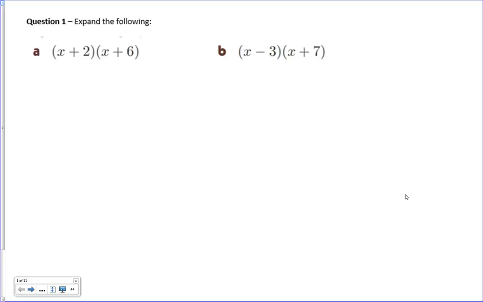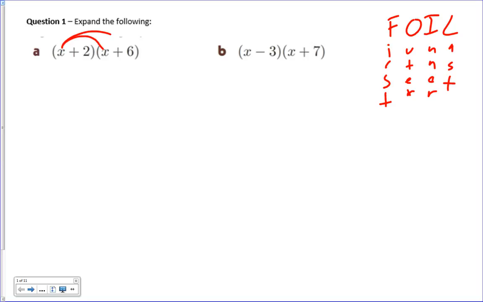Okay, these are the questions from the test at the end of the last term, the solutions. So in these questions, we're going to be using FOIL, which stands for first, outer, inner, and last. So the way we look at it: first, outer, inner, last.